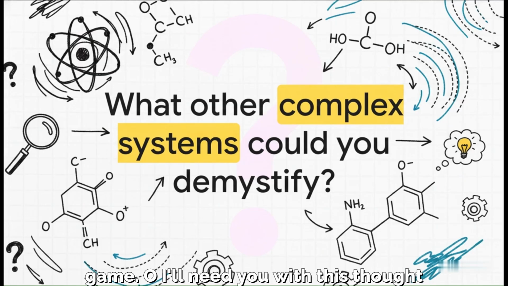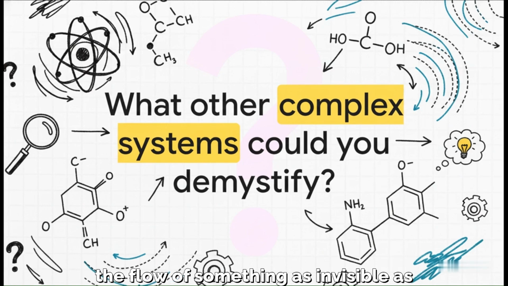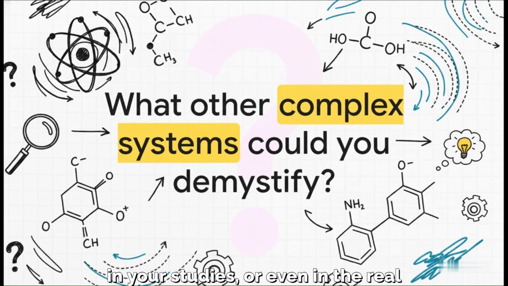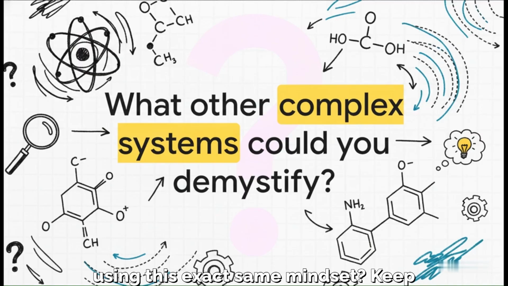So I'll leave you with this thought to chew on. If you can master predicting the flow of something as invisible as electrons simply by identifying the hunter and the target, what other incredibly complex, intimidating systems in your studies, or even in the real world, could you completely demystify using this exact same mindset?